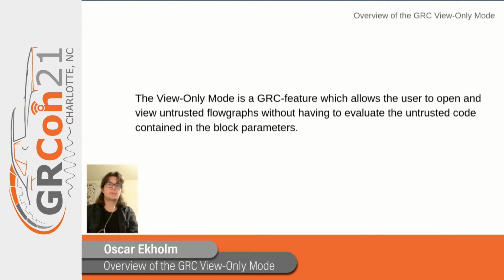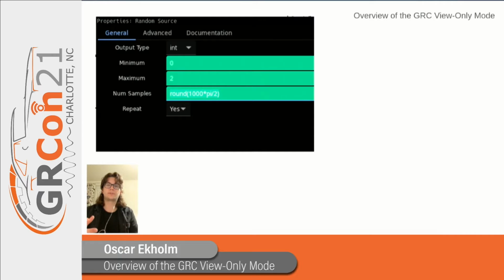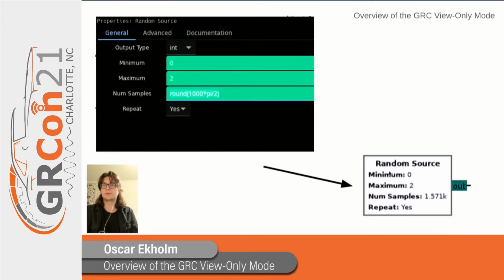You might be familiar with block parameters actually being Python expressions. So in this block parameter window, we can input some Python code and have the GRC evaluate that, which is a nice feature to have since it allows us to have some parameters which dynamically depend on some outside factor. And in this specific example, it's simply convenient to just input the calculation and have the GRC calculate the value. The evaluated value is used by the GRC for running and generating the flow graph, but also it is shown on the block surface.